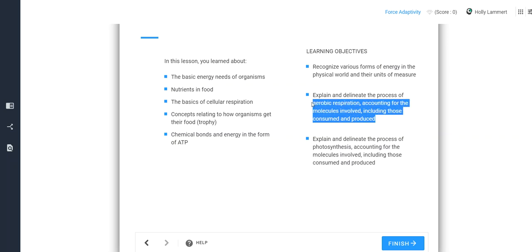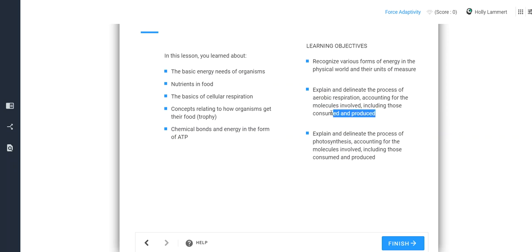So we looked at aerobic respiration. That's when you need oxygen. And we looked at what's consumed and what's produced. And we looked at photosynthesis and what is consumed and produced. So these are opposite reactions, but respiration is done in every life form.